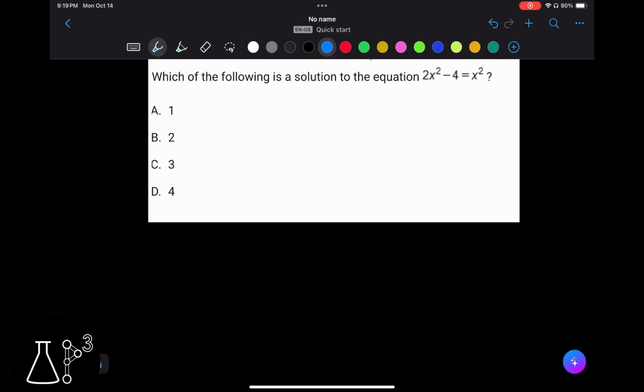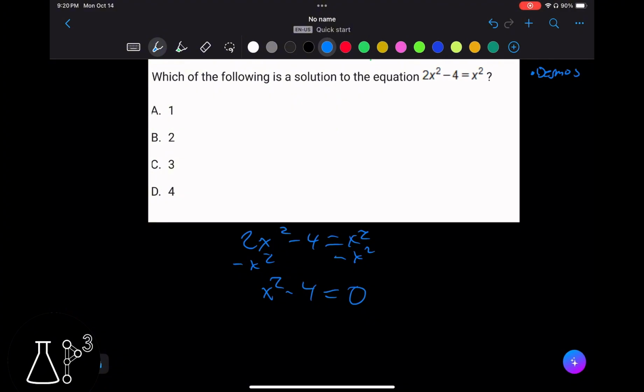Okay, this is a Desmos question, and you will see why. The question shows the following: which of the following is the solution to the equation 2x squared minus 4 equals x squared? So we can rewrite it as 2x squared minus 4, which equals x squared. If I subtract x squared on both sides, I'm left with x squared minus 4, which equals 0. So I've got to look for a number that when I plug it into x squared minus 4, I get 0.